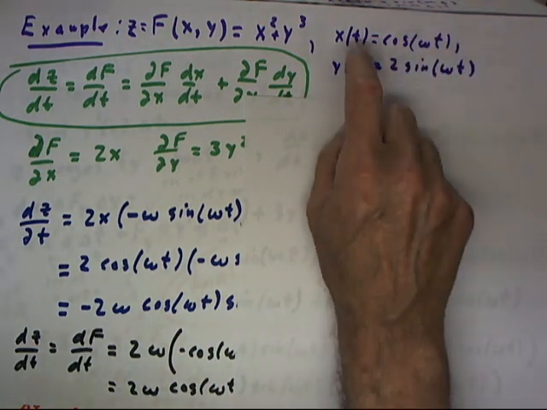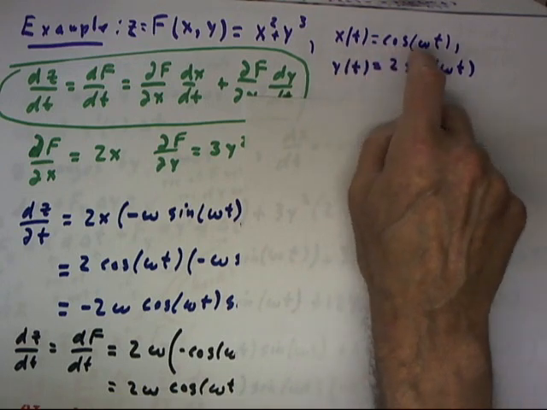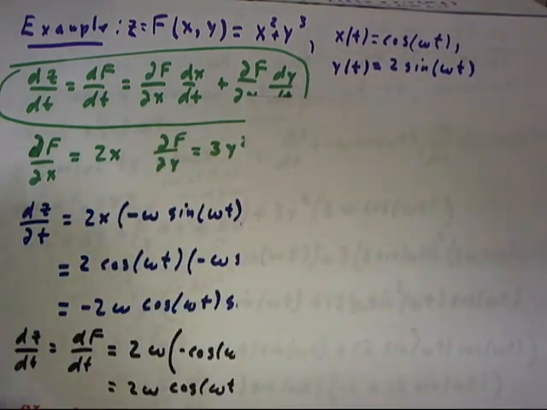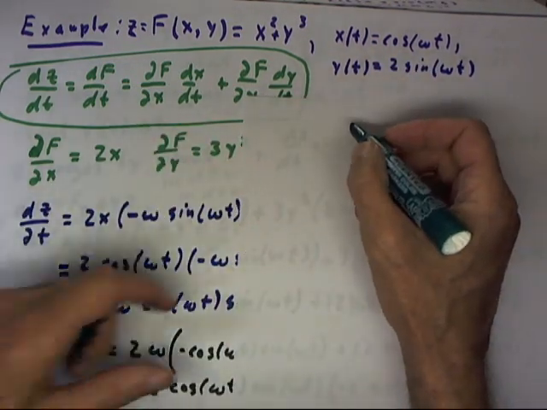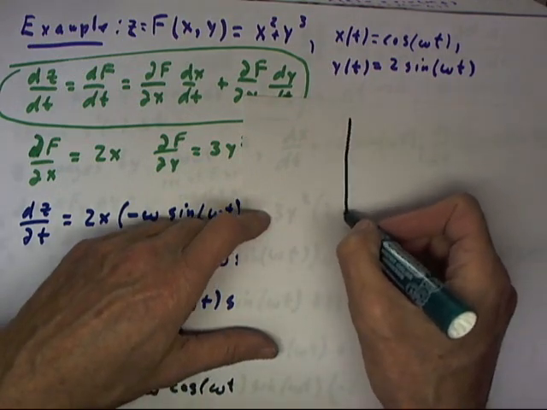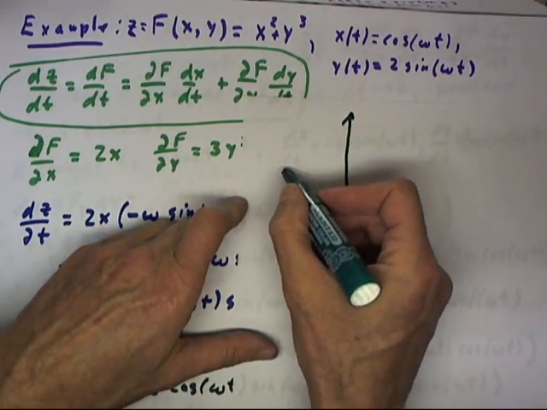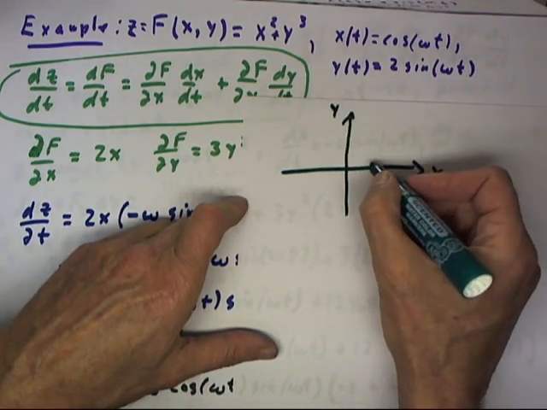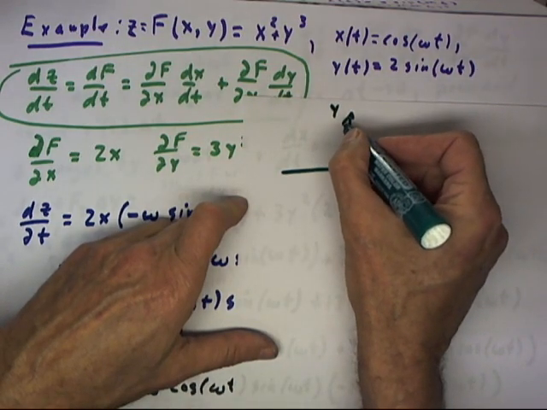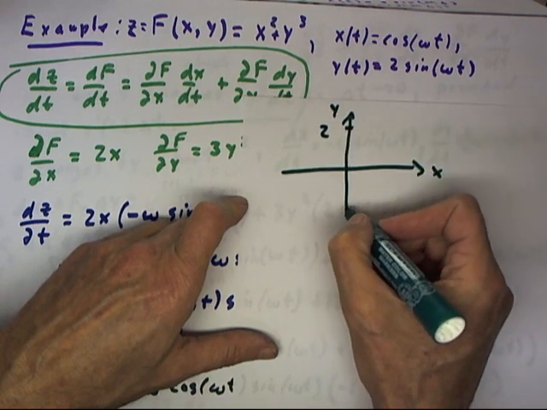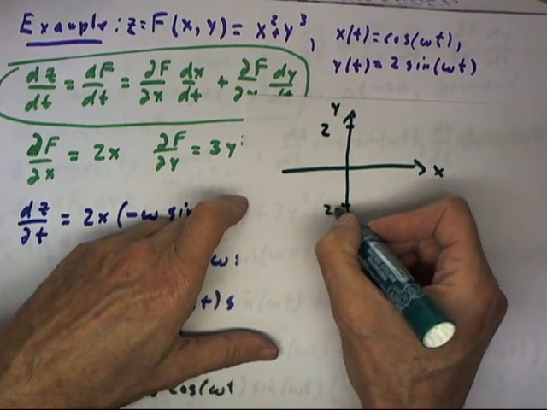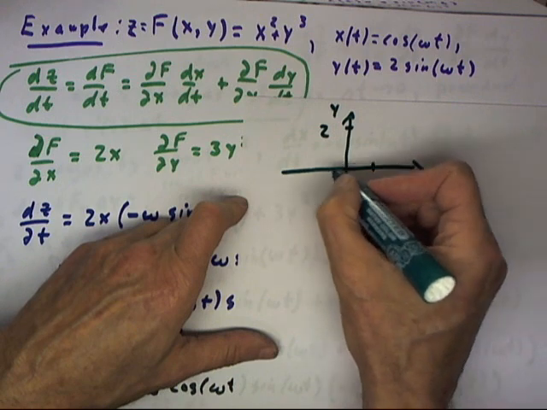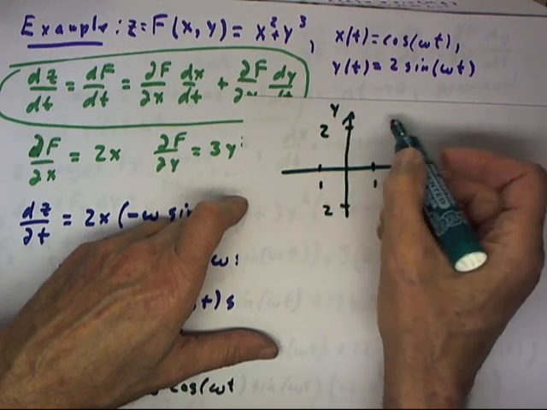Promised geometric interpretation. First of all, x of t equals cosine omega t, y of t equals 2 sine omega t simply defines an ellipse in the xy plane, and the ellipse has a semi-major axis of 2 in the y direction, and a semi-minor axis of 1 in the x direction.